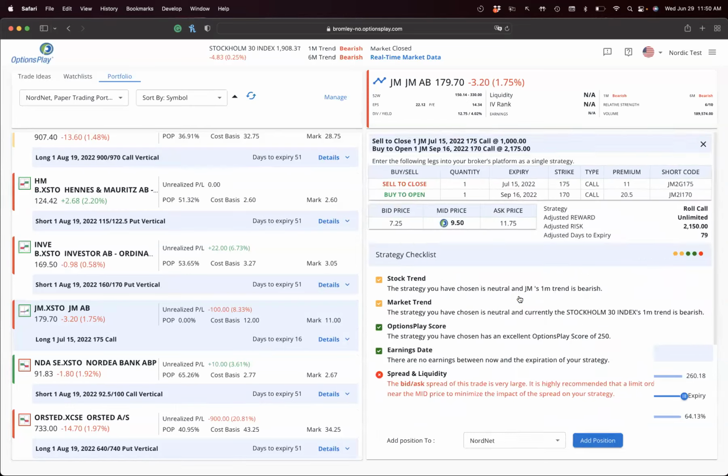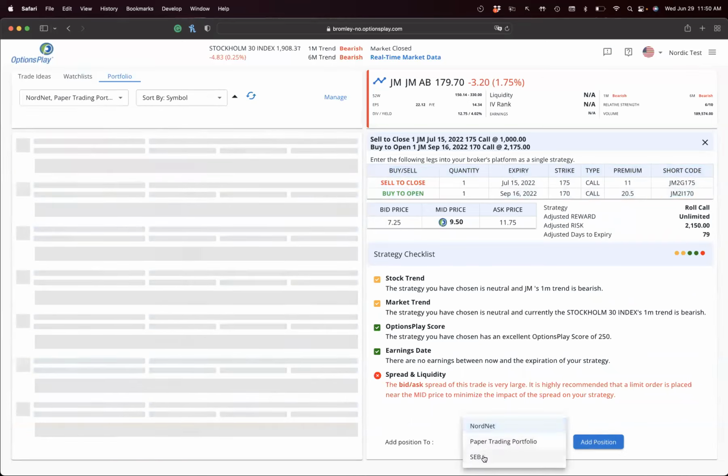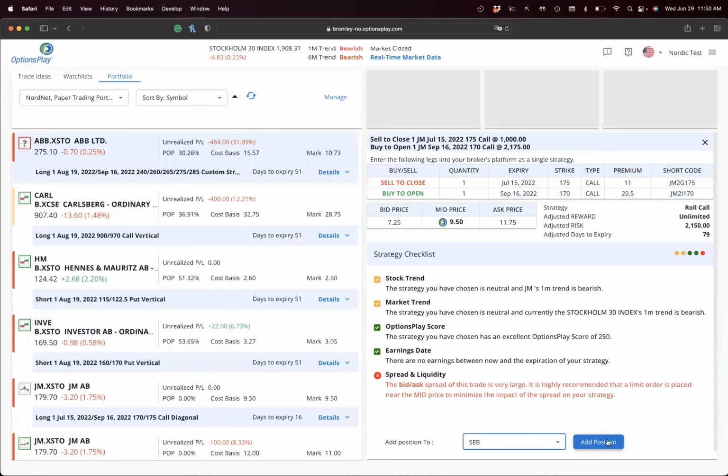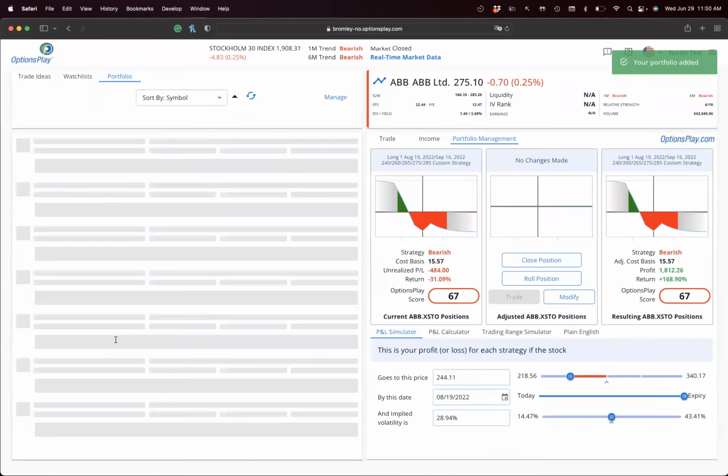And if I click on the trade button, I know exactly how to enter this roll into my portfolio for execution. And I can simply add this position to, actually I needed to add that to my SEB account. So let me add it to my SEB account. And what it will do is turn my July into a September call.